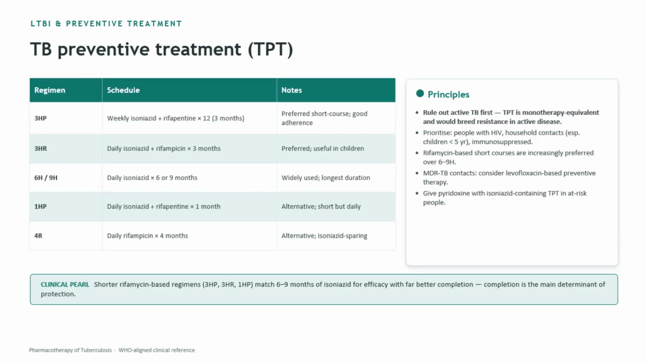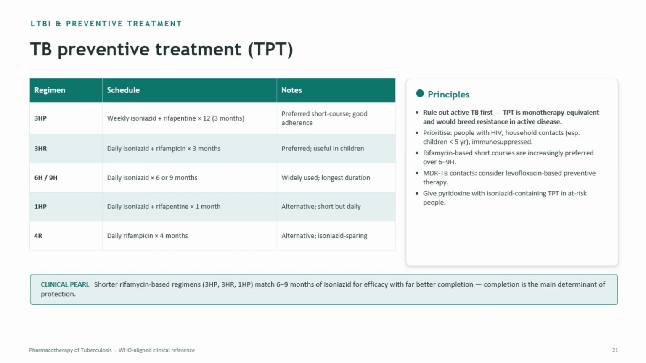Switching gears to prevention, because stopping TB before it starts is a huge win. This is TB preventive treatment, and the modern favorites are the short ones. 3-HP is weekly isoniazid plus rifapentine for just 12 doses over 3 months. 3-HR is daily isoniazid and rifampicin for 3 months. Great in children. There's also 1-HP, the old 6-H and 9-H, and 4-R for isoniazid sparing.